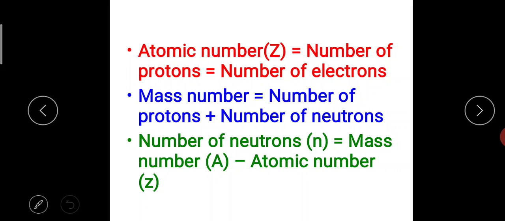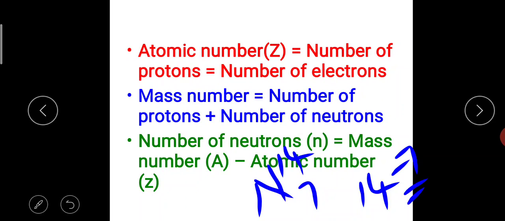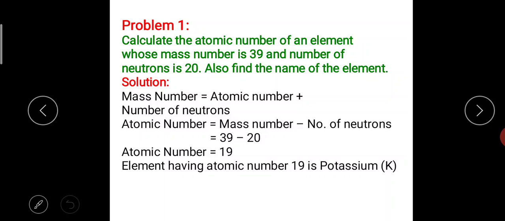For mass number, you have to do the addition of the number of protons plus the number of neutrons. Here you don't know the number of neutrons. How to calculate the number of neutrons? Mass number minus atomic number will give you the number of neutrons. So for example, I have nitrogen 14 and 7. How will I calculate the number of neutrons? 14 is the mass number because it is present on the top. 7 is the atomic number. So 14 minus 7 will be 7. So the number of neutrons will be 7 in nitrogen. Is it clear?